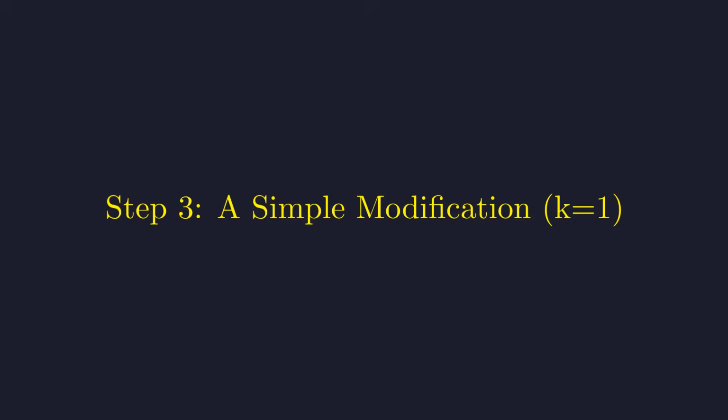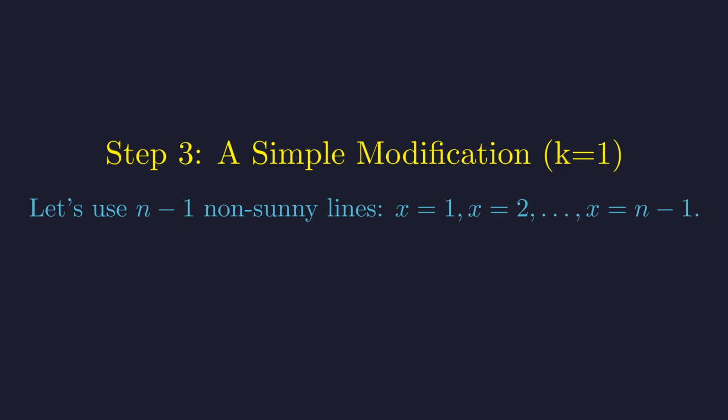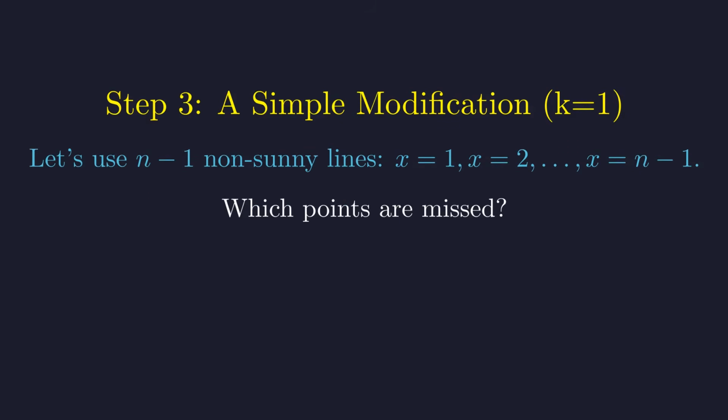Now that we have a solution for k equals 0, can we modify it to include exactly 1 sunny line? Let's try removing one of the vertical lines from our previous construction. We'll keep the lines from x equals 1 up to x equals n minus 1. This leaves us with 1 line to spare. By removing the line x equals n, which points from our target set are now left uncovered? The points we've missed are those with an x-coordinate of n.